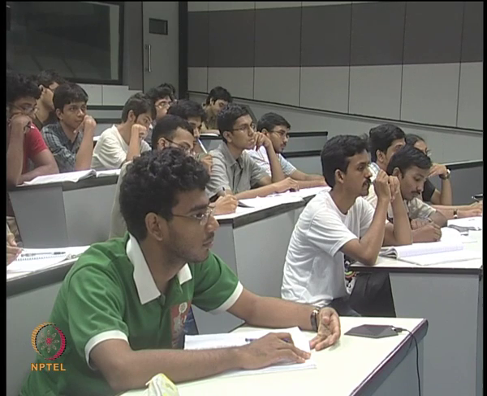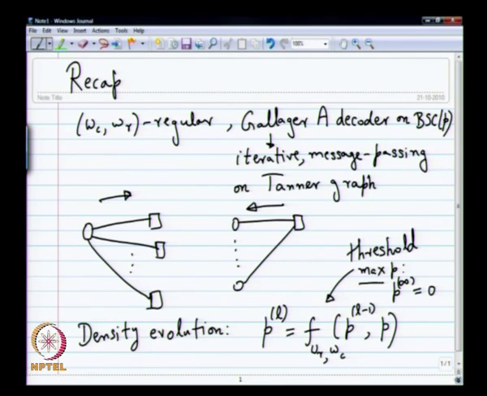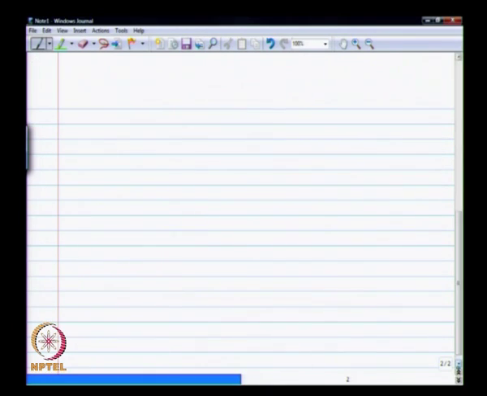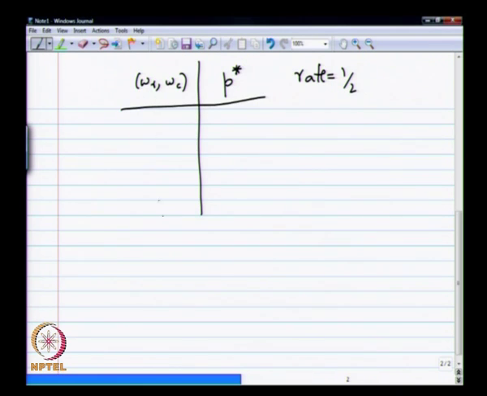Okay, so then if you actually look at it, there are some thresholds that you can look at. I think I didn't do it last class, but I'll briefly tell you. If you now make a table of WR, WC and P star, say for a particular rate, let us say rate equals half, what are the various WR, WC possible?